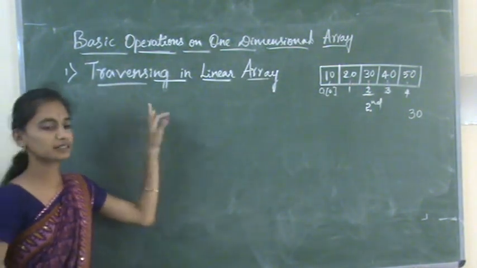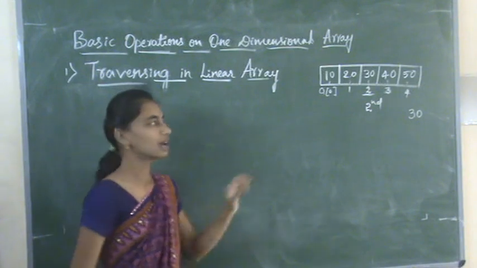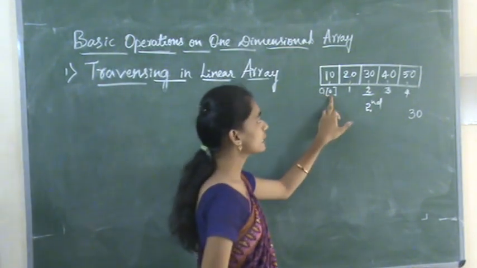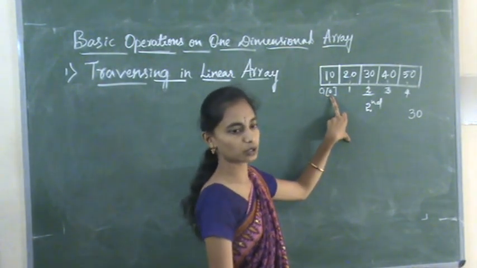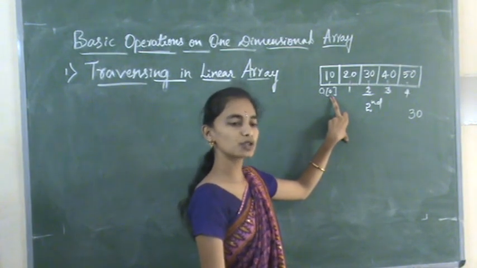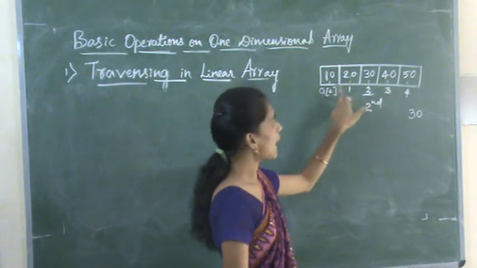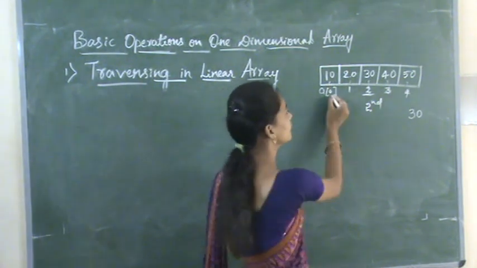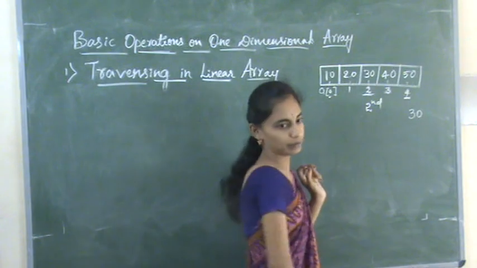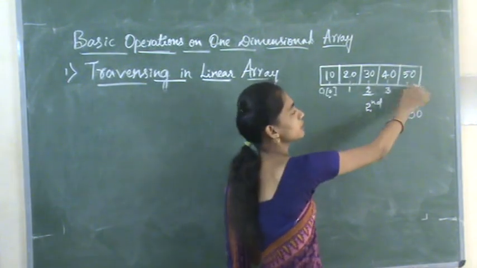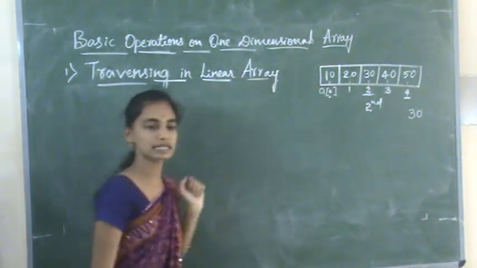Traversing is a process of visiting each subscript, at least from beginning to last element. So visiting from the first element to the last element, we call it traversing.